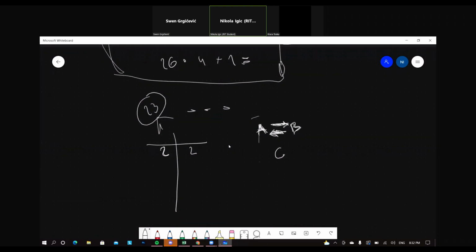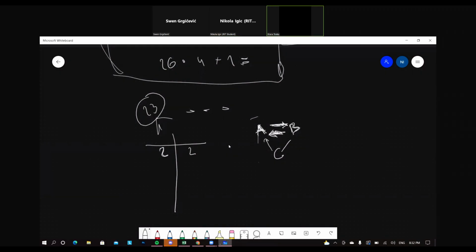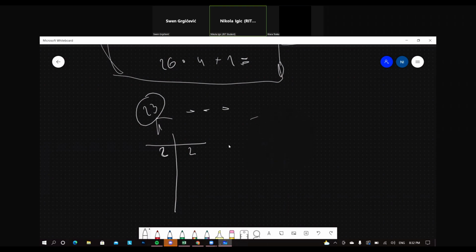One of them is going to ask 22 other people. C is going to ask A, C is going to ask B, A is going to ask C, and B is going to ask C.